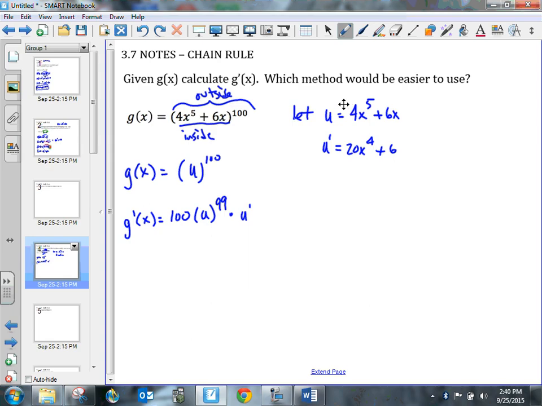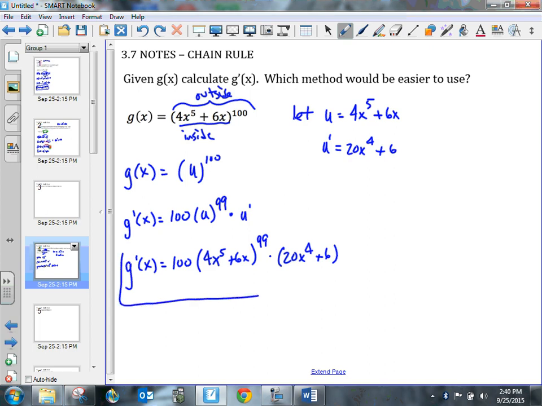So what I want to do now is go back here, write my derivative, but resubstitute my values in for u and u prime. So if I find g prime of x, then I'm going to take 100 times the quantity which was u, which is 4x to the 5th plus 6x, and raise that to the 99th power. But then we want to multiply by the derivative of that inside function, so we multiply by 20x to the 4th plus 6. And this is my derivative. We don't have to go any further than this.